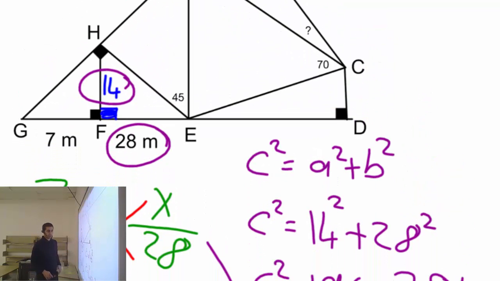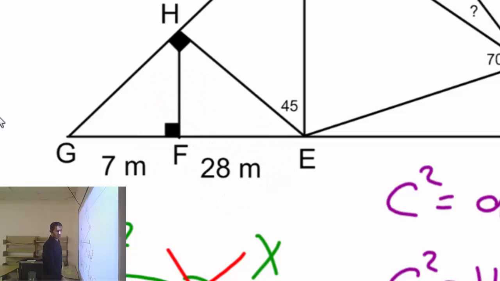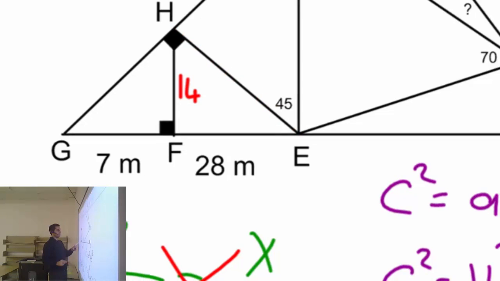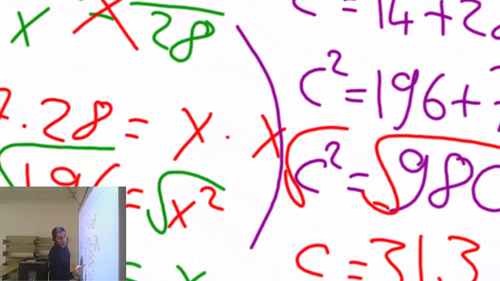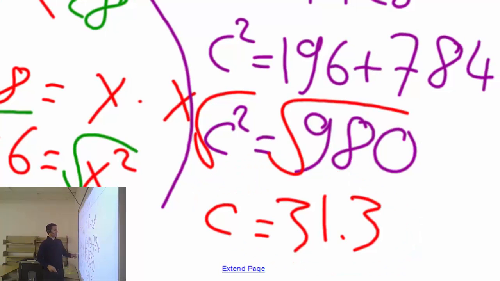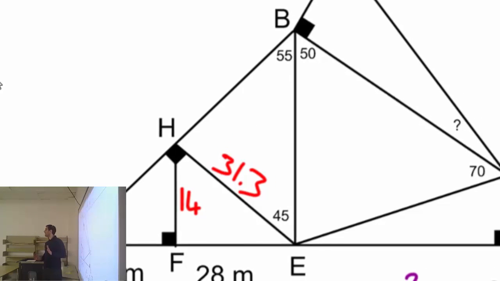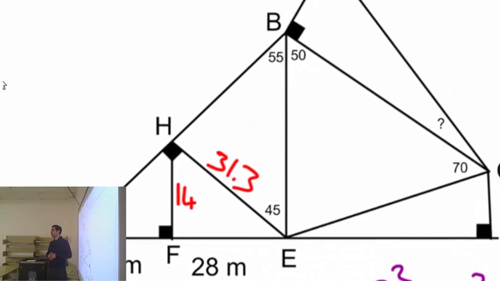And let me clear this first. So I find out this is 14. And now I find out this part, HE, is 31.3. So let's write that down. 31.3. Believe me, I have no idea what I am doing here.